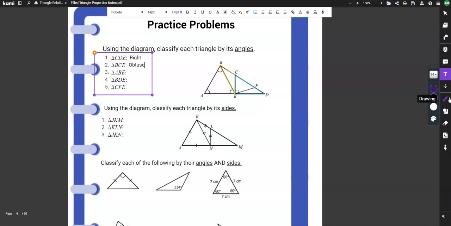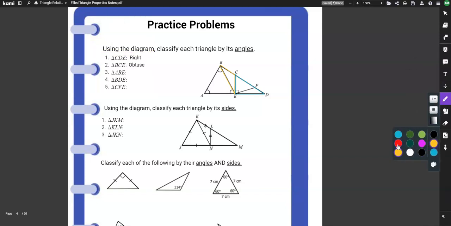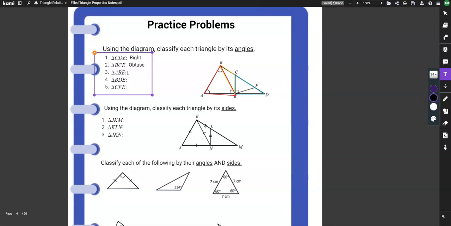ABE, and remember we are naming these by angles. So we have A to B to E, back to A. And that is going to be an equiangular triangle. All the angles are the same. Again, the way we know that is we have the congruence markings here. These arc marks are congruent.